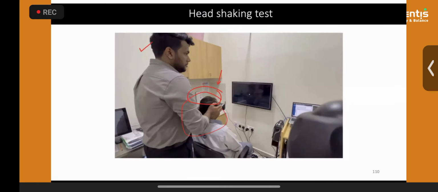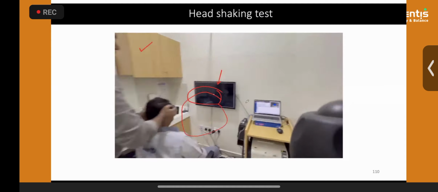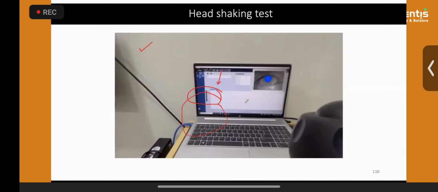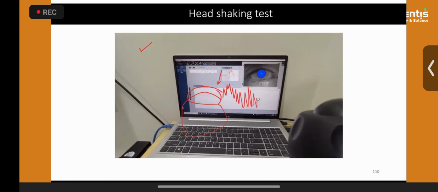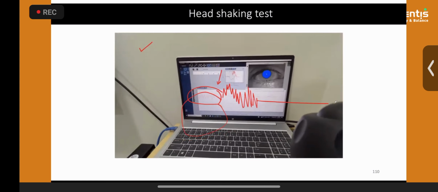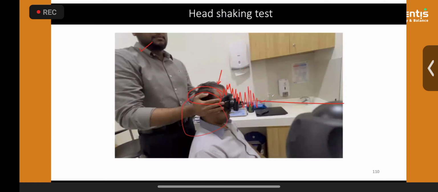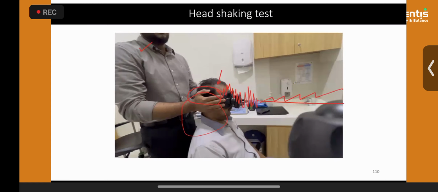He's shaking the head at 2 Hertz frequency, that is 2 times in a second. And you can see there are head shaking waves followed by, if there is no nystagmus, a straight line. If there is left beating, there will be left beating, or if there is right beating, there will be right beating nystagmus. It can even be up beating or down beating nystagmus also. So that is the head shaking test, how it is performed.